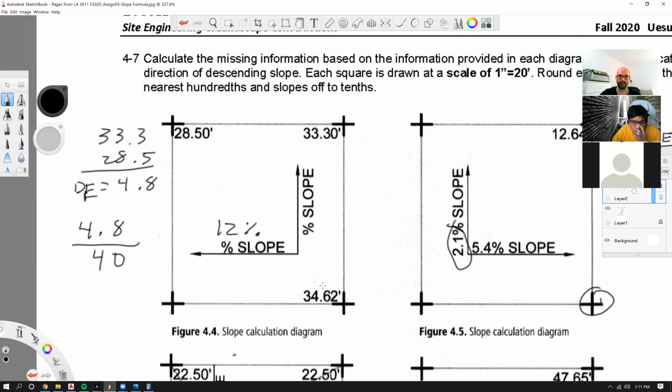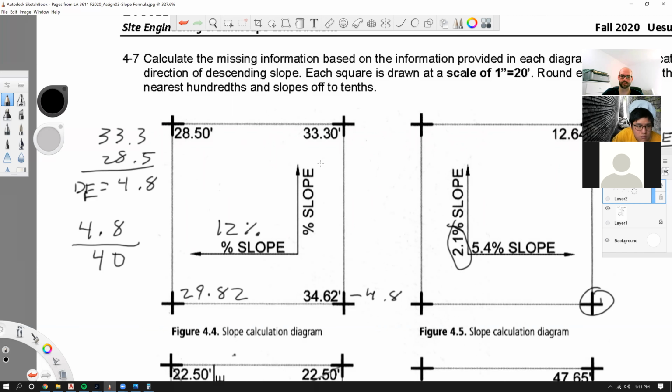33.3 minus 28.5. Our distance in elevation, 4.8. So we're going to apply that to the same thing. We're going to take 34.62 and subtract 4.8 from it. 34.62 minus 4.8 is 29.82, which is this point elevation here.